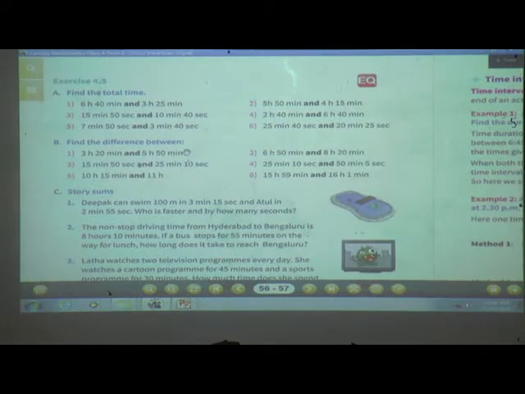Now we are going to solve our exercise 4.5. What is the first question? Read the question, everyone. Find the total time. We just have to find the total time. Very easy question. Now we will solve some examples, and some examples you are going to solve on your own.